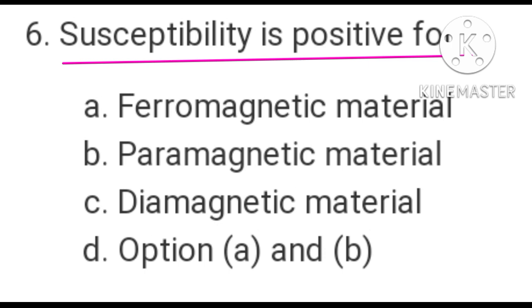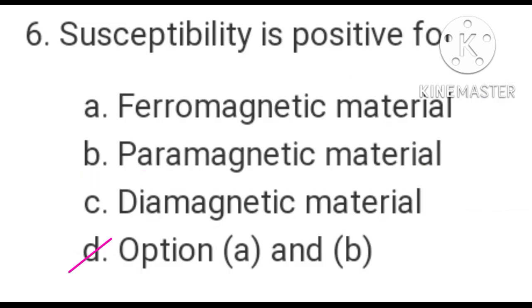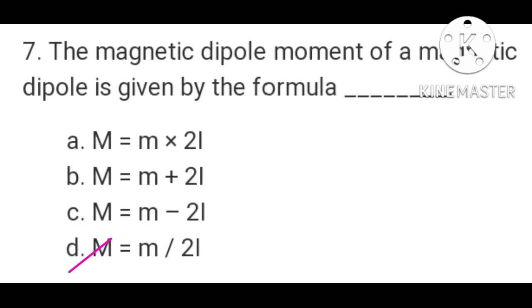Question number 6. Susceptibility is positive for A option ferromagnetic material, B option paramagnetic material, C option diamagnetic materials, D option both A and B. Explanation. Susceptibility is positive for ferromagnetic as well as paramagnetic material. D is the correct option. Susceptibility is positive for both ferromagnetic material and paramagnetic material.